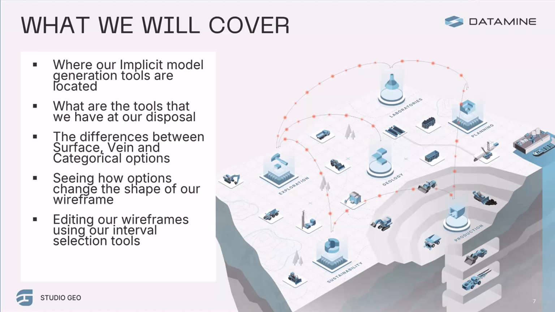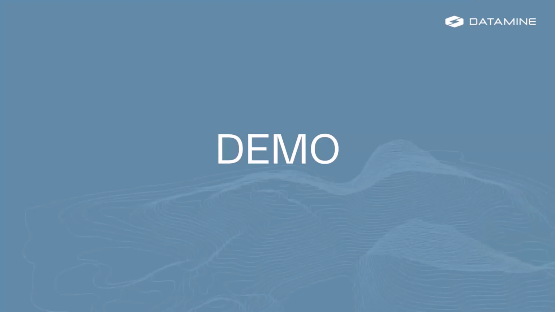So we'll have a look at seeing how the options will change the shape of our wireframe, basically to get the wireframe in the exact shape that we want. And we might also touch on editing our wireframes using the interval selection tools. So I kind of touched on this last week. We've got some very easy to use interval selection tools. And these can be basically used in unison with our other tools to get our shapes looking exactly how we want them to. All right, so it's time for the live demo now.